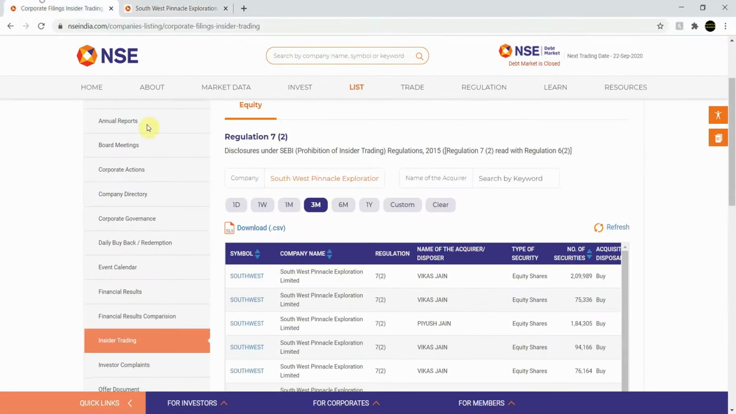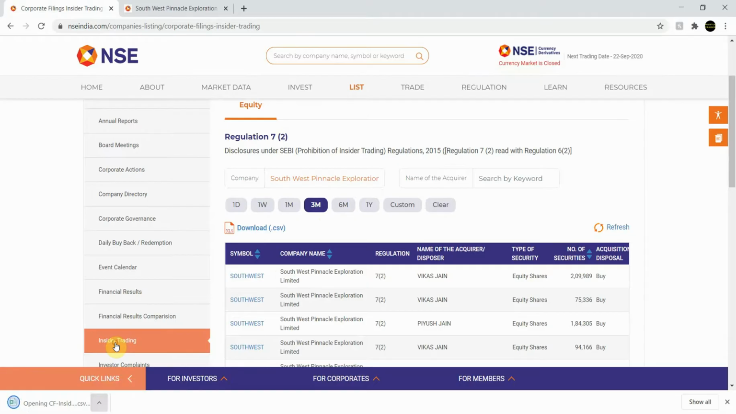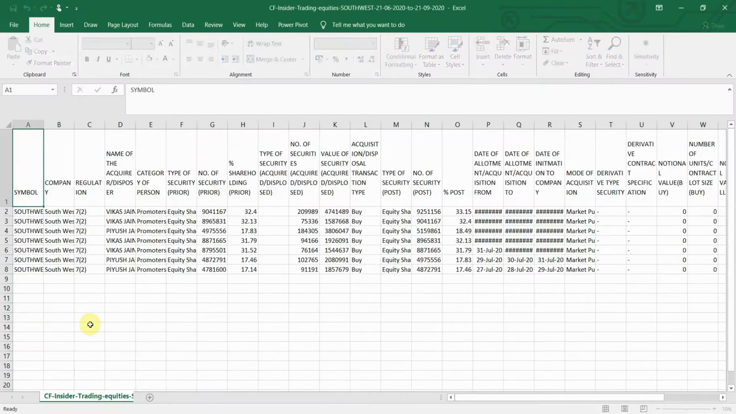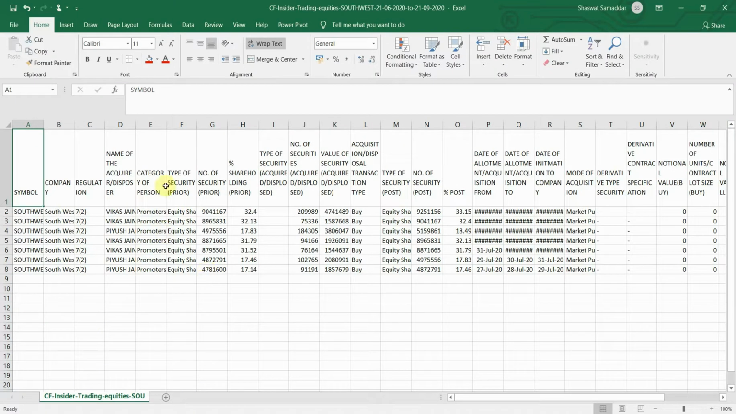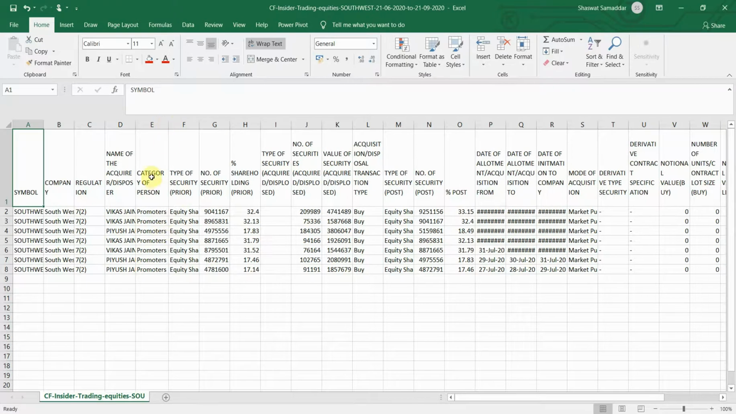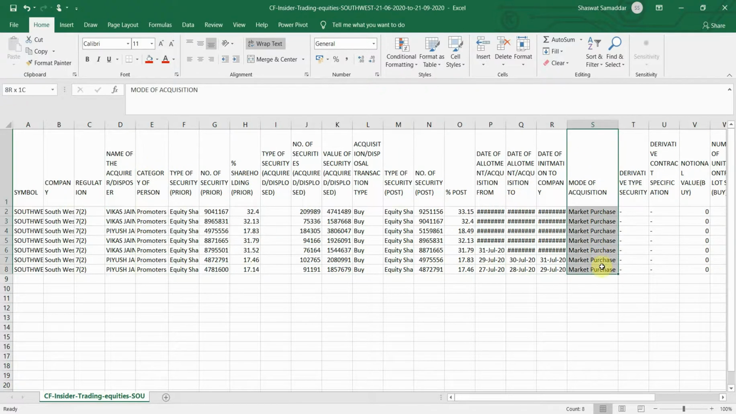Now the next step is to download the 3 months insider trading report of Southwest itself. I'll click on the download here and open the Excel file. Now we need to filter the data. We just want promoters or promoter groups in this column, and market purchase or inter-se transfer in this column. As we can see, no filtering is needed as the filter has already been applied. No rows need to be deleted.